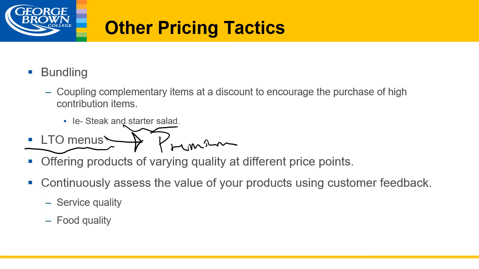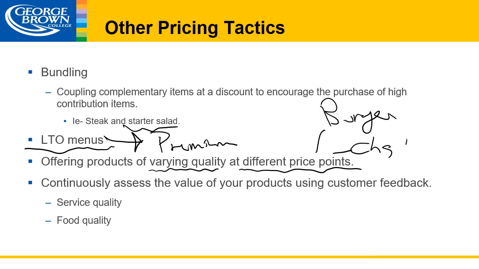Okay, and I'll show you how to set that kind of premium in just a second. You can also offer products of varying quality at different price points. Because there's varying quality, you have to offer them at different price points, right? So this is the difference between a regular burger at a restaurant and a cheeseburger, right? While these are two different items, they're also of varying quality. For example, the cheeseburger has cheese. The regular burger does not have cheese. So there's two different price points here for different preferences.